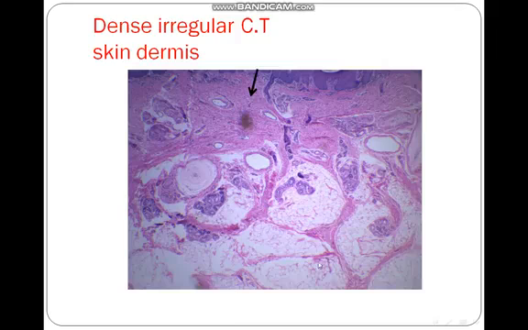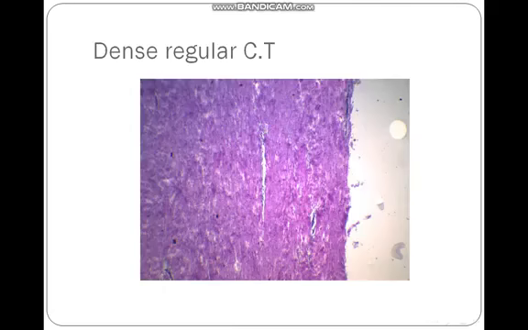In lower magnification, you can see this is the epidermis and this is the dermis. Under the pointer, at the black arrow, this is the dermis, which is a type of dense irregular connective tissue. The other type, dense regular connective tissue, has a specific orientation of the fibers.